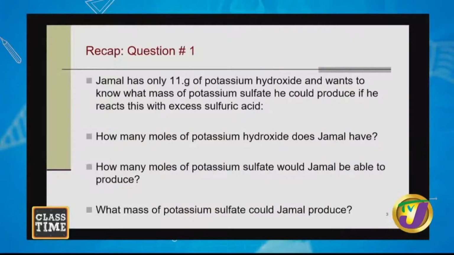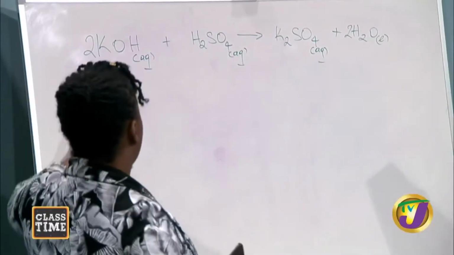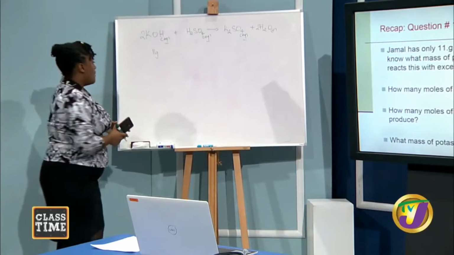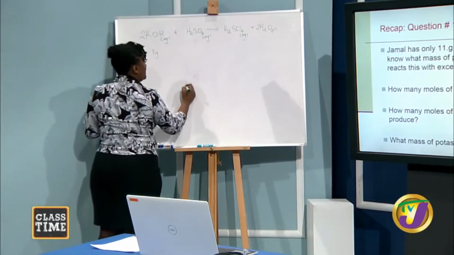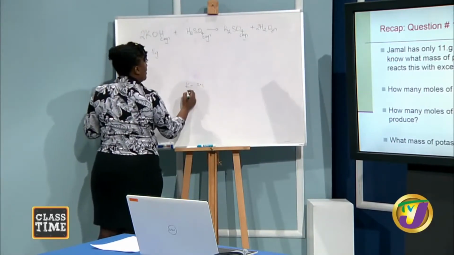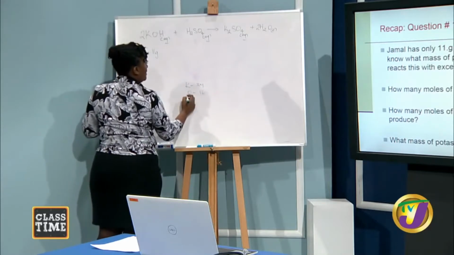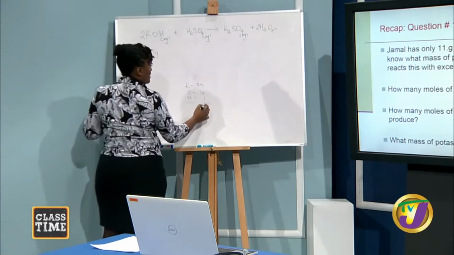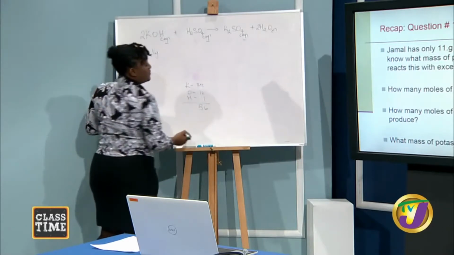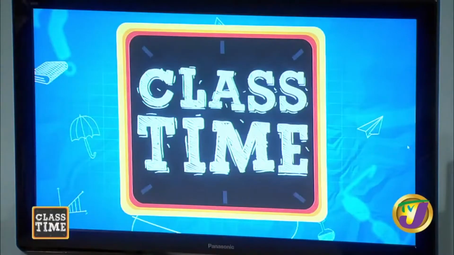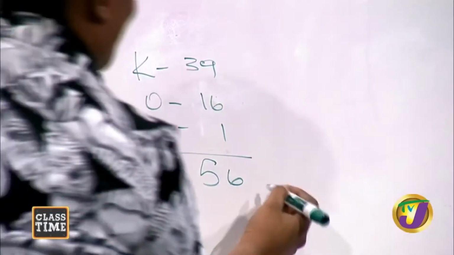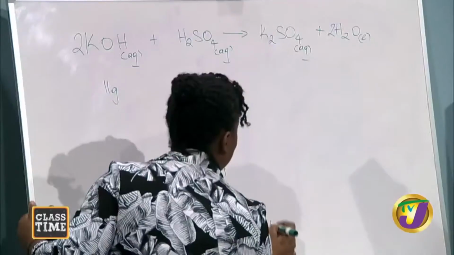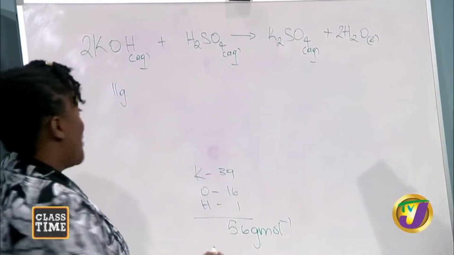So here we're given 11 grams of potassium hydroxide. So how many moles? How do we get moles from grams? We need to calculate molar mass. So potassium we know is 39, oxygen is 16, hydrogen is 1. So let's add this and see how much we get. That's 56. What is our unit for molar mass? That's right, grams per mole. So that's 56 grams per mole.